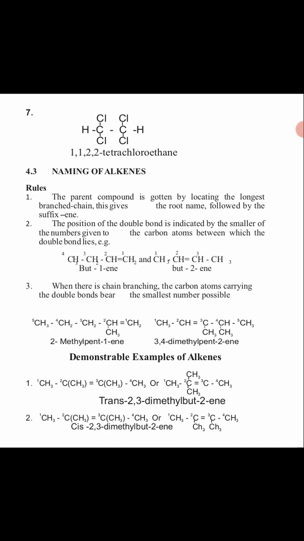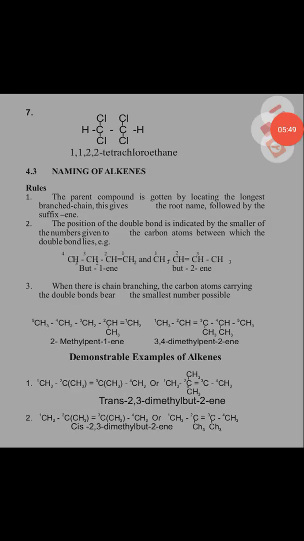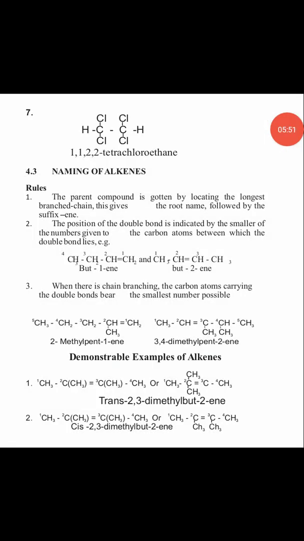Quickly, before we round up the naming on alkenes, let's look at demonstrable examples of alkenes. Now look at that. The answer to the first one, number 1, is trans-2,3-dimethylbut-2-ene. Why are we using trans? I've explained trans when I talked about isomerism. You can refer to that slide in your notes on trans and cis.